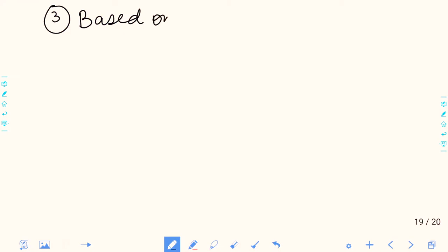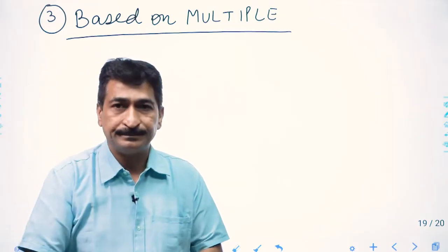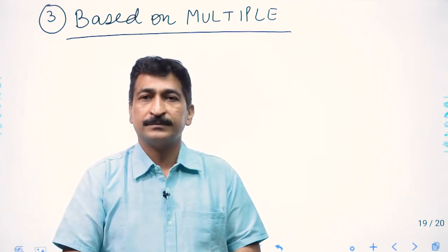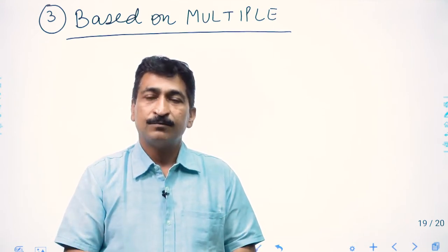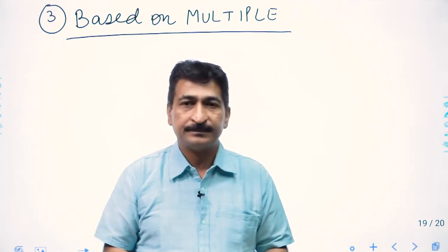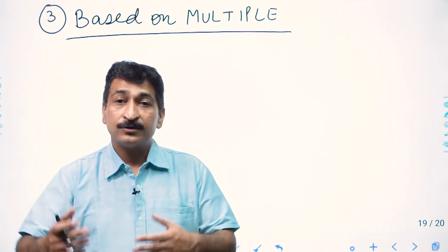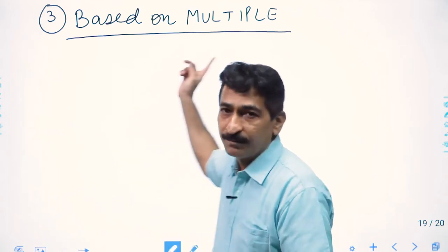Questions based on multiple. Multiple means what? Questions based on money being a multiple, multiplying. What does that mean? Suppose I give you some money and you give me double of it after 5 years. My money becomes double after 5 years. My money becomes triple after 5 years. My money becomes 4 times after 5 years. So double, triple, 4 times, 5 times, number of times, that is called multiple.